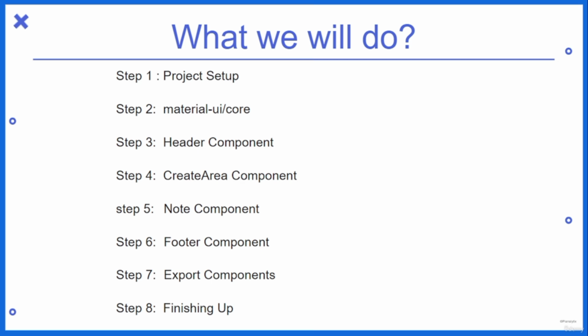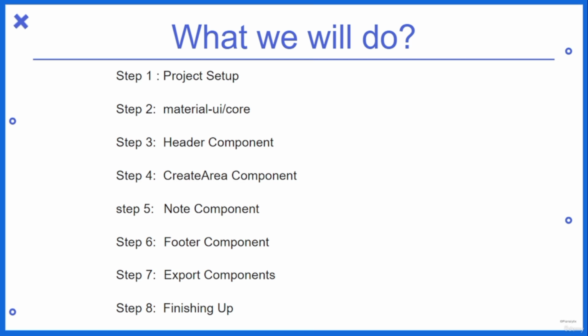We'll install them in step 2, and then we'll have 4 components excluding app.js. In the app.js, we'll be writing all the business logic code, and we'll be using these 4 components so that we can build our React app. The 4 components are the header component, create area component, node component, and footer component. We'll be studying each and every line of code of how to write these 4 components so that we'll see the app that we need to build.